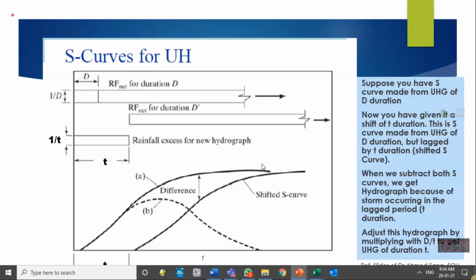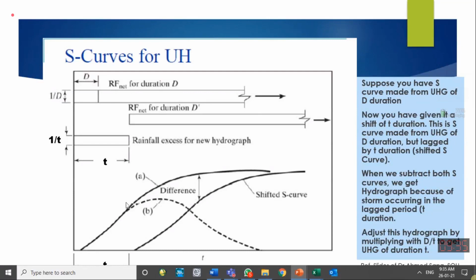From that unit hydrograph, we have made an S curve. Now from this S curve, make the same S curve, but give it a lag of T duration, where T is the duration for which we want to make the new unit hydrograph. Then subtract the ordinates of these two S curves, which are lagged by T duration, and multiply by the ratio D over T. The result will be the unit hydrograph of T duration.